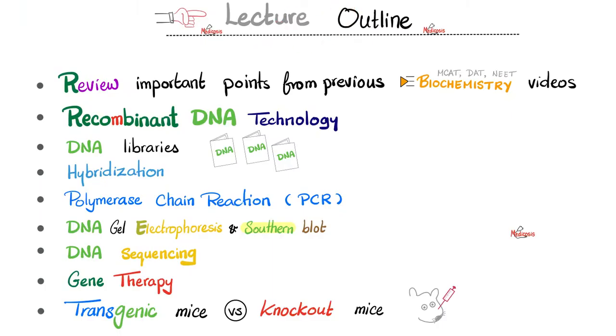In this video, we will review important points from previous biochemistry videos. We'll talk about recombinant DNA technology, DNA libraries, hybridization, PCR, DNA gel electrophoresis, and I'll tell you the difference between southern blot, northern blot, and western blot. We will talk about DNA sequencing, we will discuss gene therapy, and we'll talk about transgenic versus knockout mice.